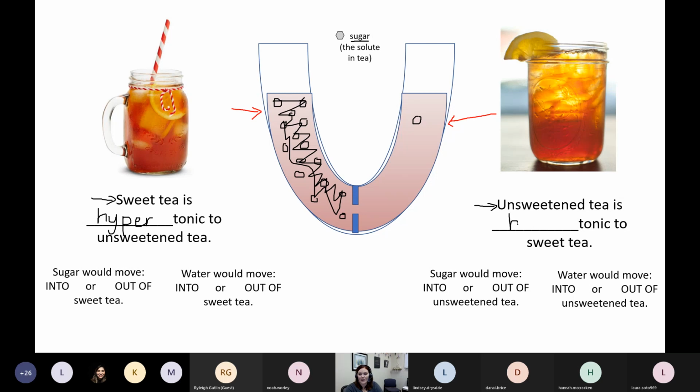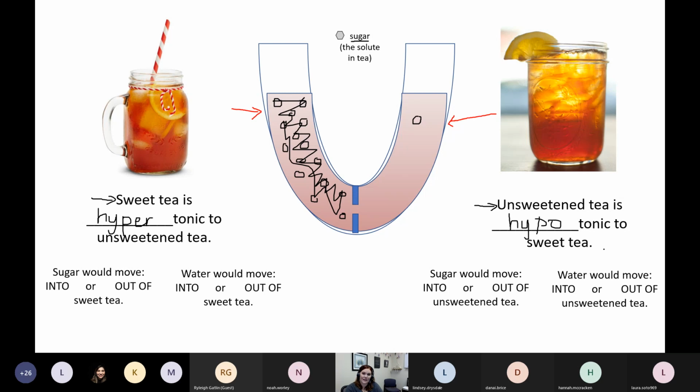Exactly. Now we've flipped. Unsweetened tea is hypotonic to sweetened tea. See how we got those words, right? We were looking at the concentration of sugar. So the side that has more sugar, sweetened tea, that's my hypertonic solution. The side with less sugar is the hypotonic solution, and that's the unsweetened tea.